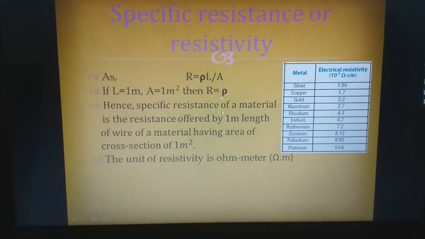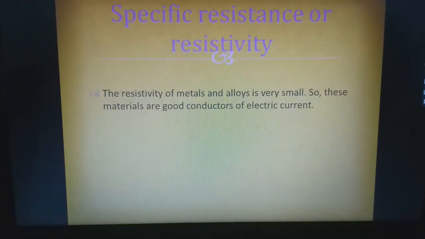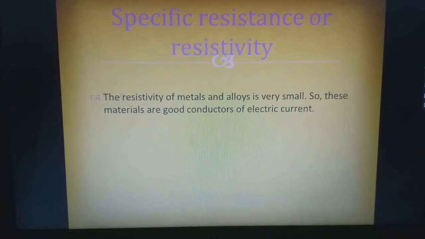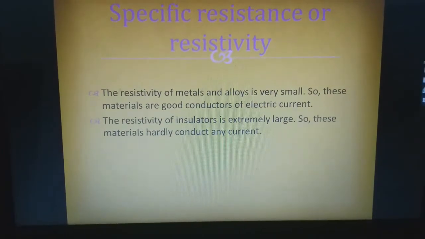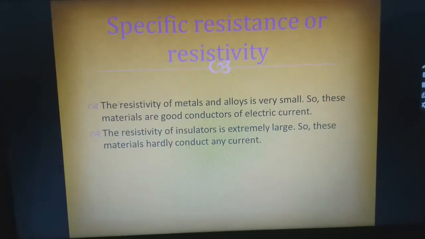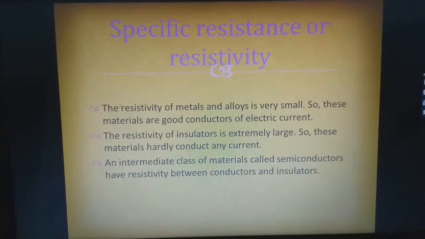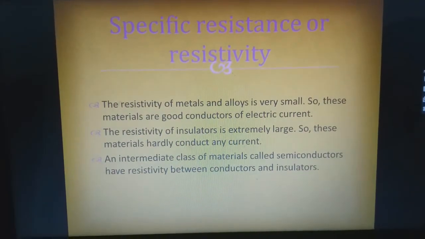The resistivity of a substance varies over a wide range. Resistivity of different metals is shown in the table as we discussed earlier. The resistivity of metals and alloys is very small because these are good conductors of electricity. The resistivity of insulators is extremely large, so these materials hardly conduct any current. An intermediate class of materials called semiconductors have resistivity between conductors and insulators.